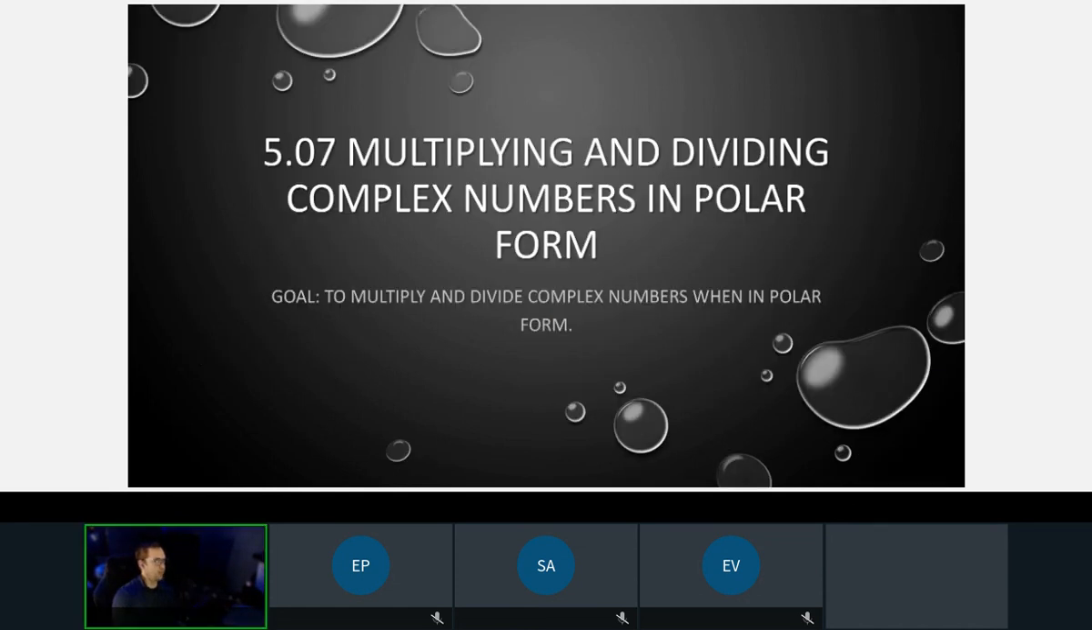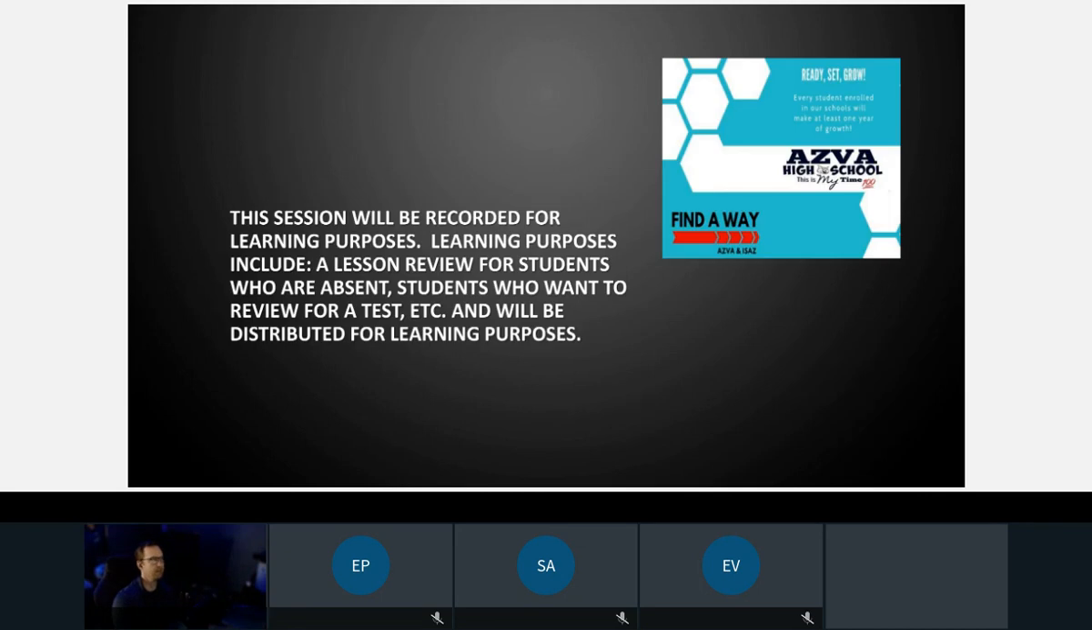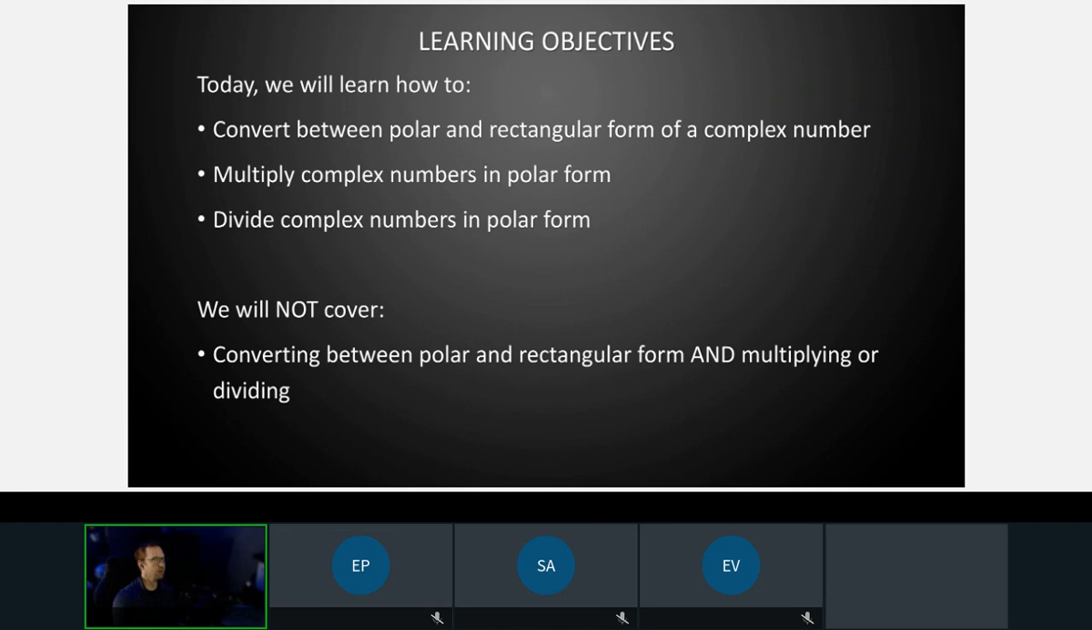Oh, we got a lot of slides. All right, so multiplying and dividing complex numbers from polar form. Our goal is to multiply and divide complex numbers in polar form. We're also going to be recorded. We're also going to cover these things here. We need to be able to convert between polar and rectangular form of a complex number. We'll learn about that today.